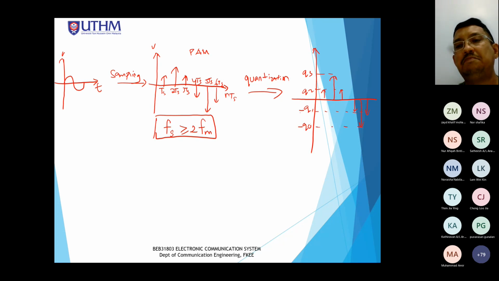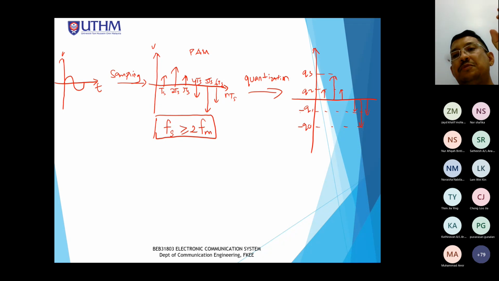Okay, and so now when I do the quantizations, I round up the sample value to the nearest quantized level so that I can reduce the variation of sample values. The rounding process can either increase a little bit of the sample values or decrease a little bit of the sample values.